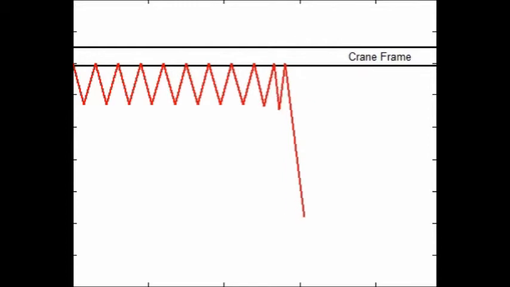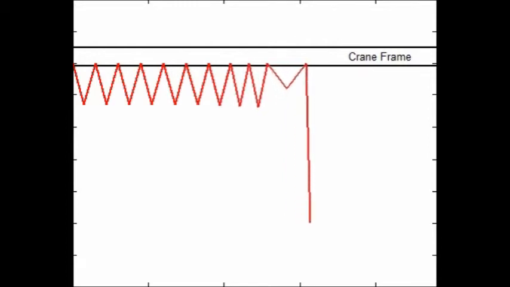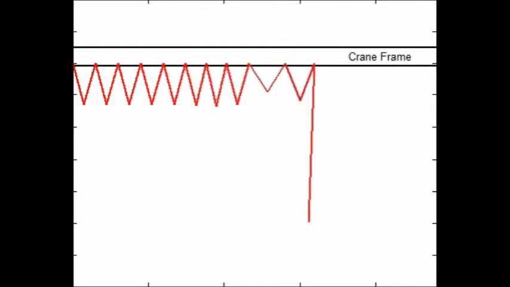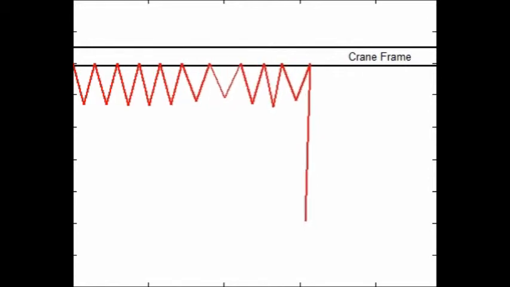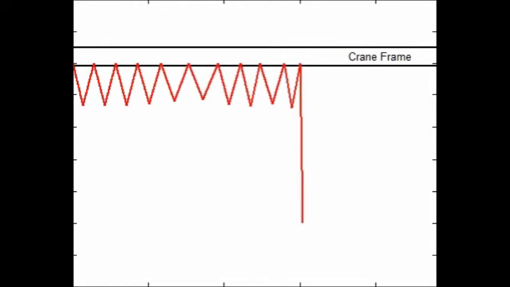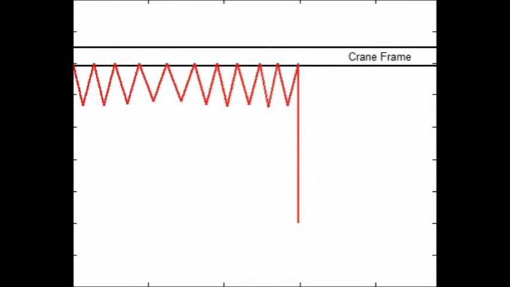A final example is what happens when the operator tries to whip the pendant. This results in the pendant moving one way and the slider over the pendant moving the opposite way. The pendant tends to swing back and forth and not move very far along the crane frame. Eventually, the pendant will move back to its home position.